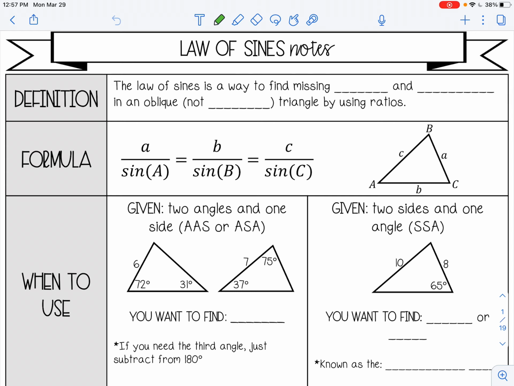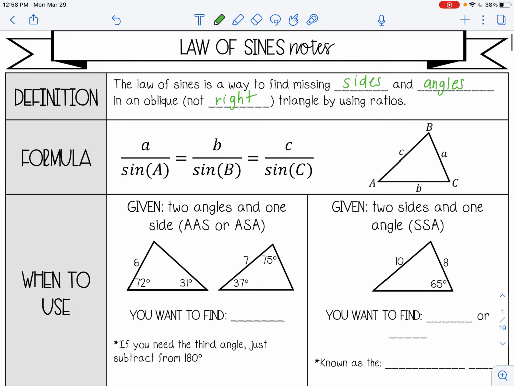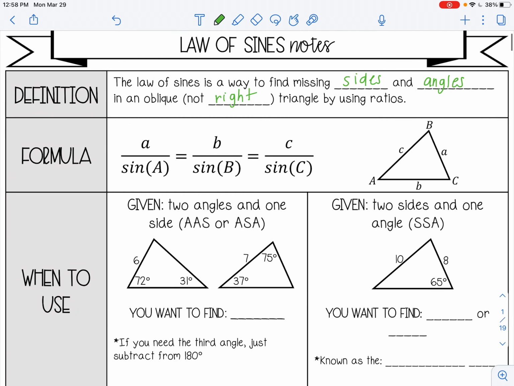Welcome to this lesson on the law of sines. The law of sines is a way to find missing sides and angles in an oblique triangle, which means it's not a right triangle. And we're going to be using ratios to do that.